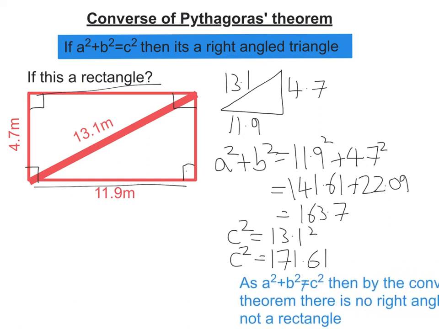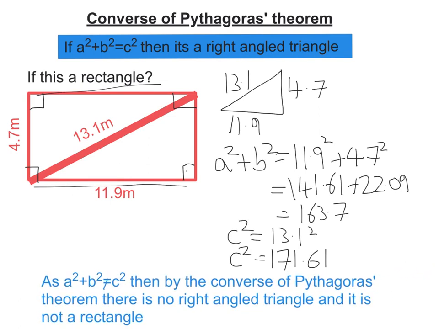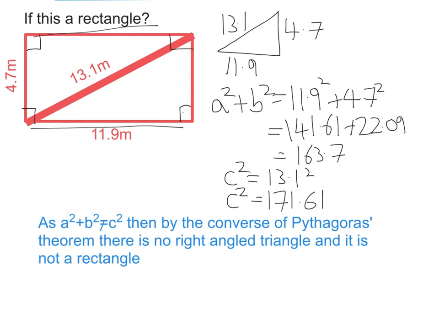So let's now write my statement here. Let me just move this up so we can see it better. So this is my statement. As a squared plus b squared does not equal c squared, and you can see that I've put a little line through my equal sign, then by the converse of Pythagoras' theorem, there is no right angle triangle and it is not a rectangle.